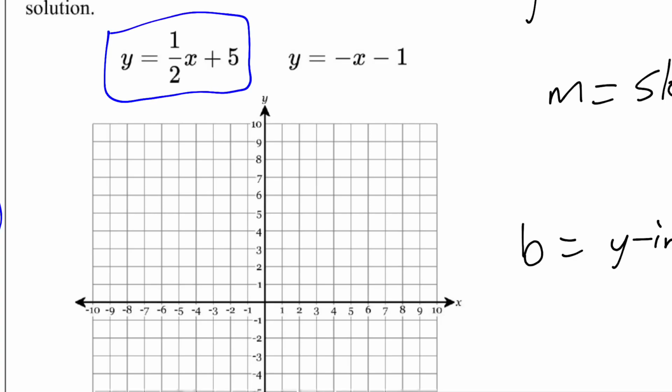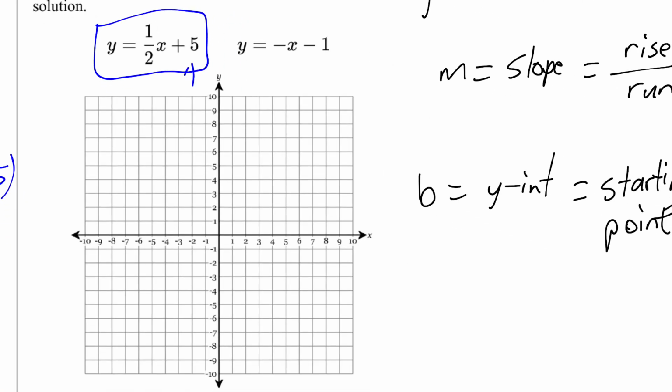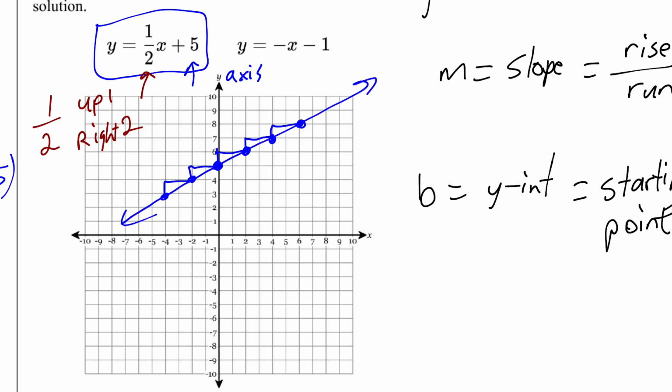So if I was to graph this one here, and I'll graph it in blue, I begin with the +5. That's my b value, and I put a dot here on 5. It's on the y-axis, and I either go up or down depending on if it's positive or negative. Then I look at my slope. 1 over 2 means go up 1, right 2. And I do that from that dot. So I go up 1, right 2, put a second dot. And I could be done there, but I can also do this pattern again to make my line a little bit straighter. And you can go in reverse. You can do the same thing this way. And this is my first line.